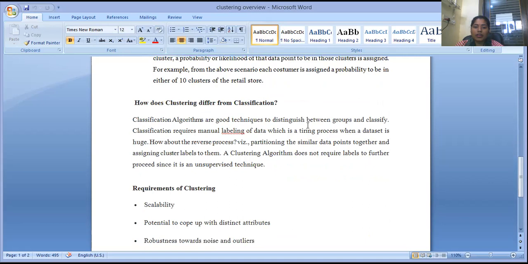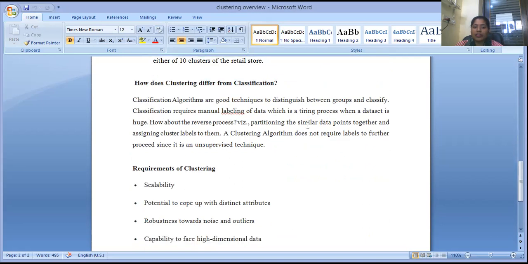Now, how does clustering differ from classification? You can also say that clustering has a similarity property like classification, isn't it? Classification algorithms are good techniques to distinguish between groups and classify, and classification requires manual labeling of the data, in which a training data set is used, isn't it? Suppose when you have a huge amount of data, you apply the classification algorithm and use manual labeling of that data.